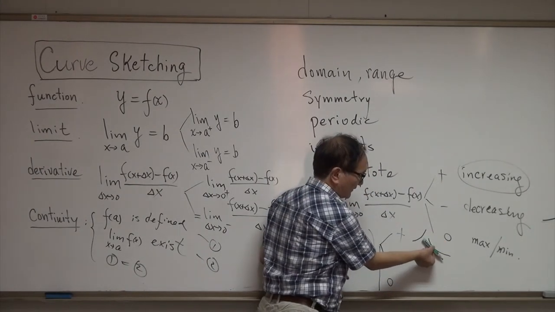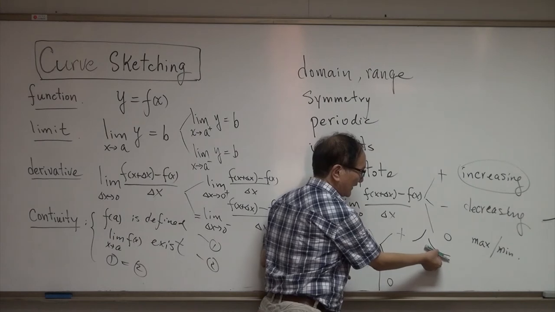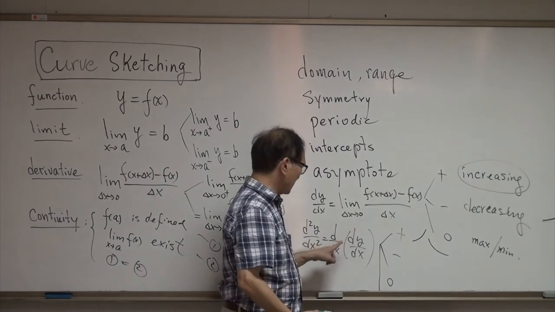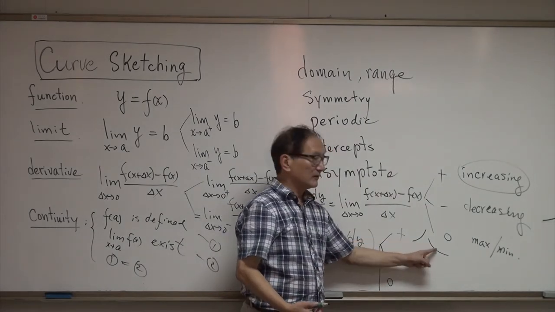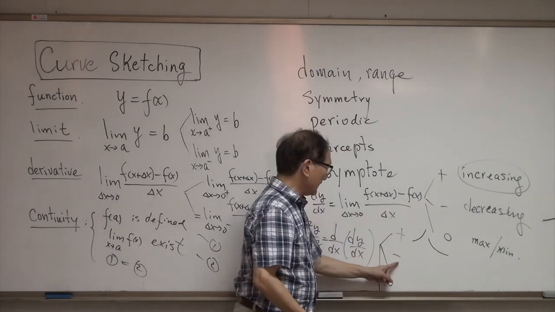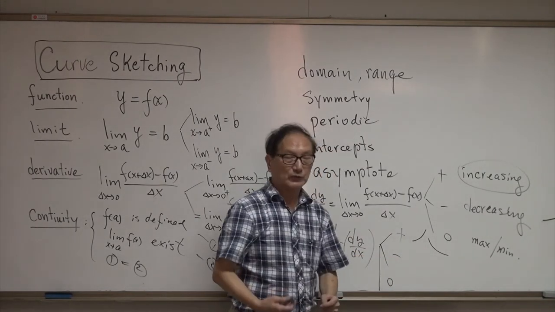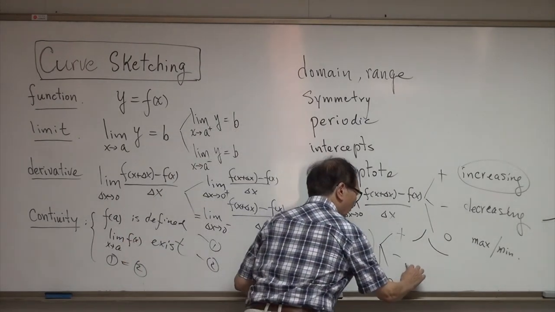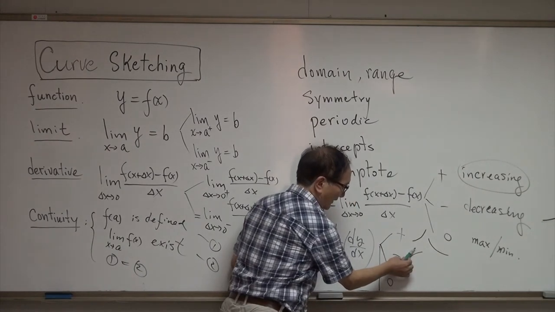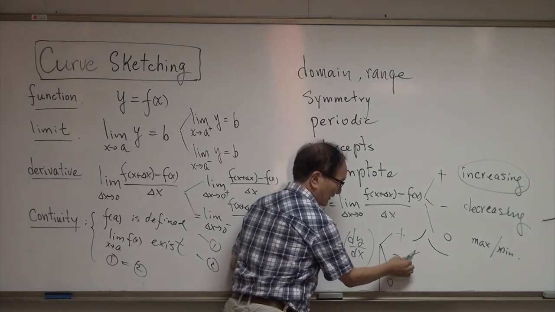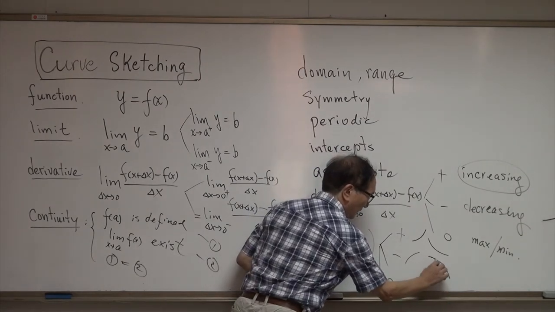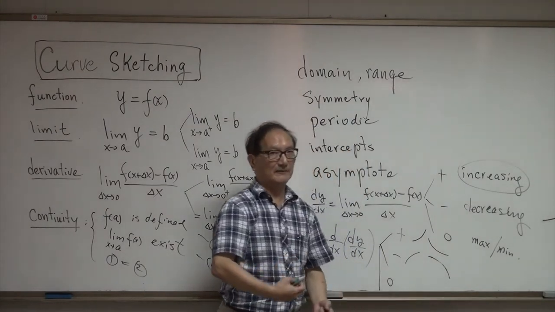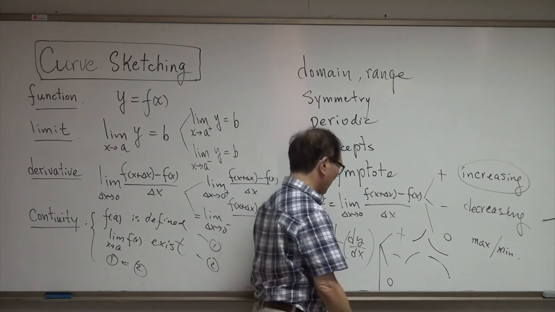If the gradient of the tangent line is negative and getting less and less negative, it means it's increasing. So when the second derivative is positive, the curve looks like that. And if the gradient change is negative, which means the tangent line gradient is getting less and less, the function has to be this way. See, the gradient is getting less and less. And in the negative case, where the gradient of the tangent line is getting more and more negative, it means it decreases. The gradient of the tangent line is decreasing.